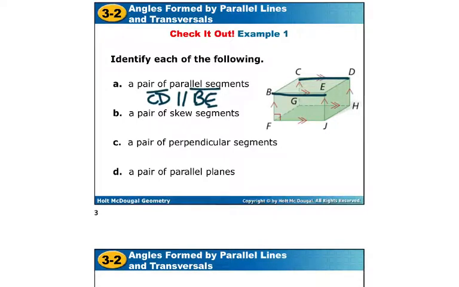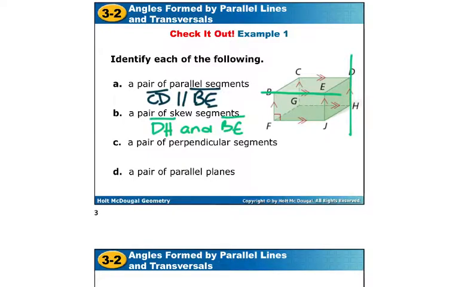Then we want a pair of skew segments, same as skew lines. So let's see, I've got this one in back, which I'll call DH. And that one is skew, so we're just going to write BE, that front one there. And of course there are lots of options for these.